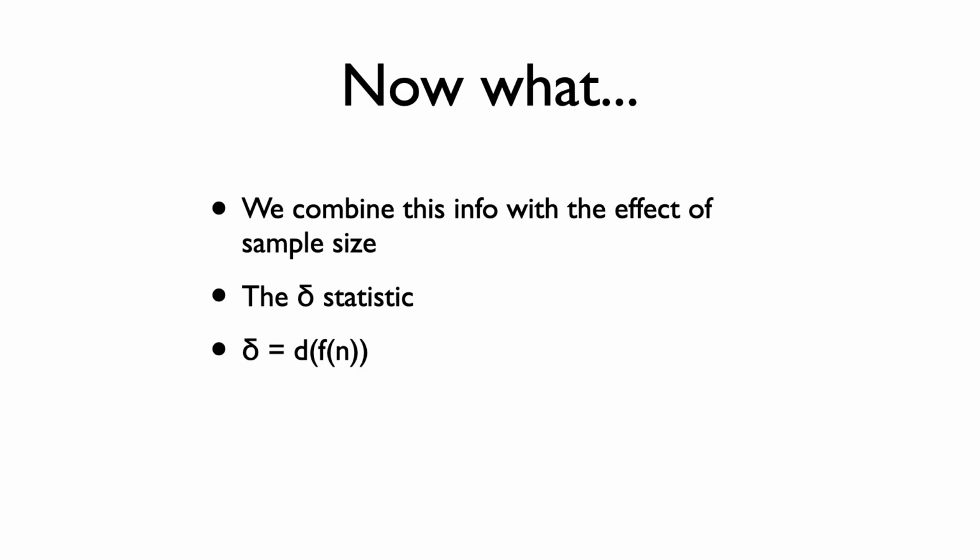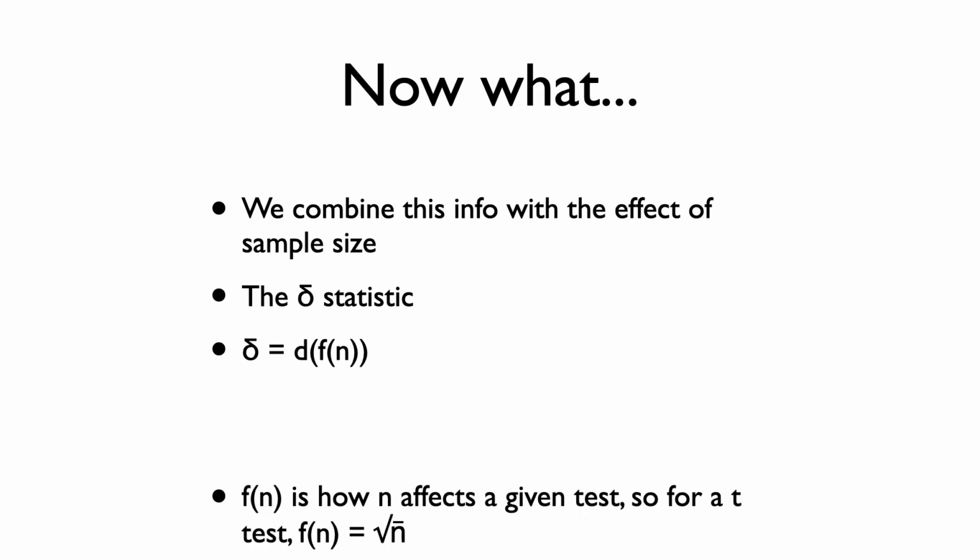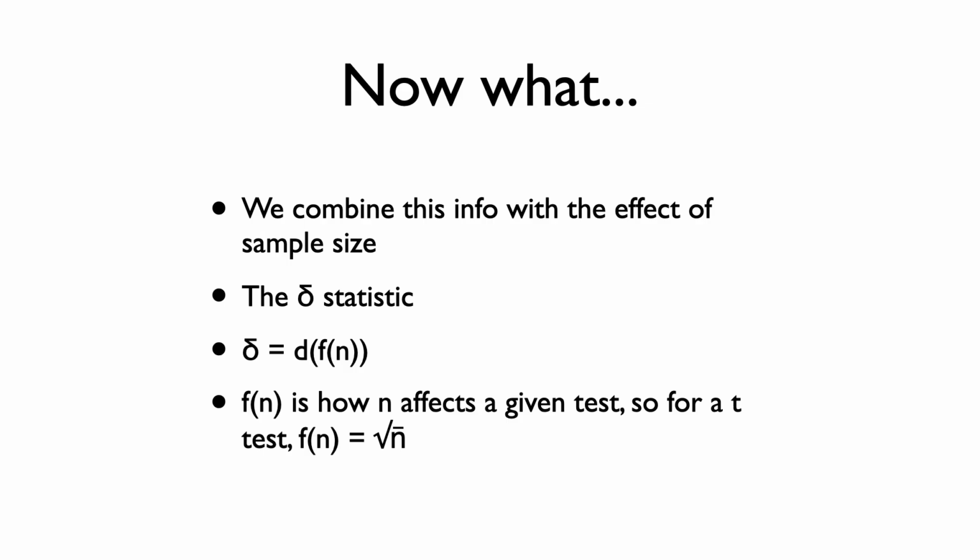So delta equals D times f(N), how N affects the difference between the two distributions. I know that sounds a little esoteric, but you'll see in a sec, it's actually not that complicated. f(N) is how N affects a given test. So for t, f(N) is just the square root of N.